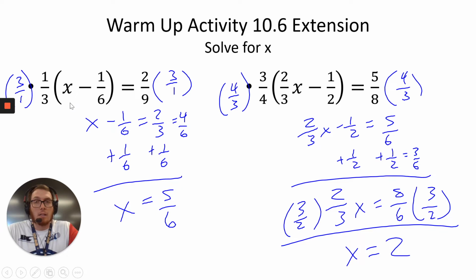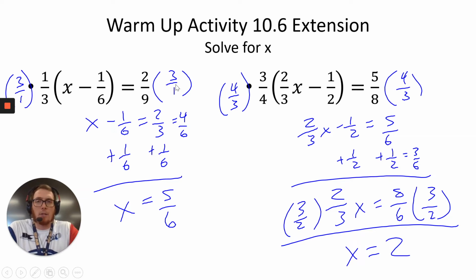beginning? To get rid of the 1/3, I could just multiply right away by its reciprocal, because that's the same as dividing by 1/3. So if I multiply the left side by 3/1, this 1/3 and 3 are gone, and I don't have to worry about any distributing. That means there's less multiplication of that fraction on that left side. It might be a little bit easier for you to solve.